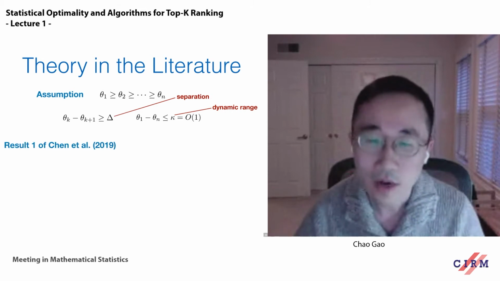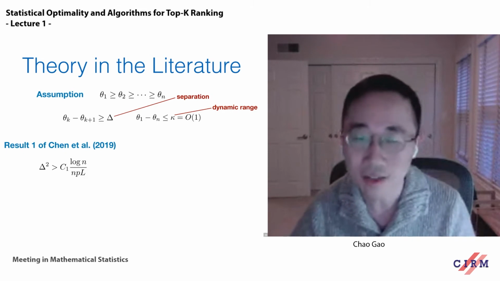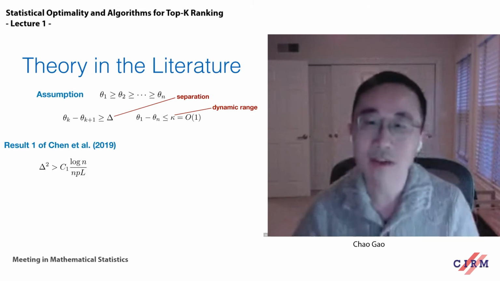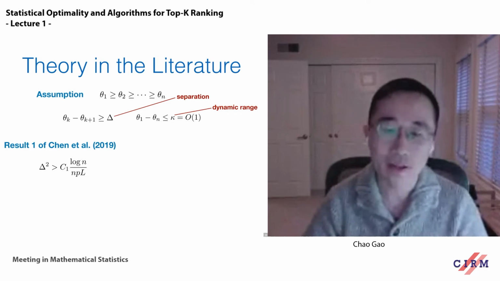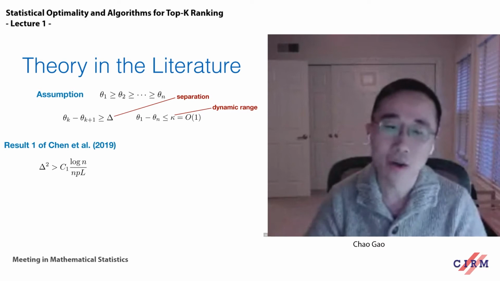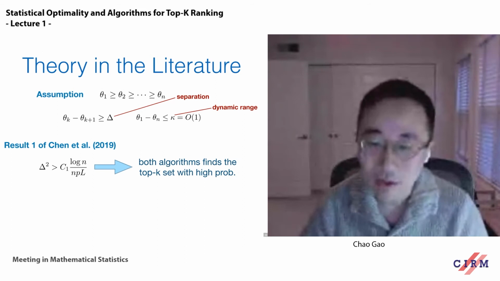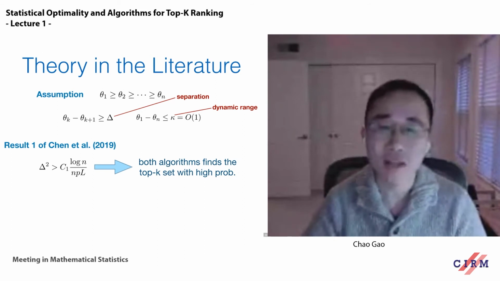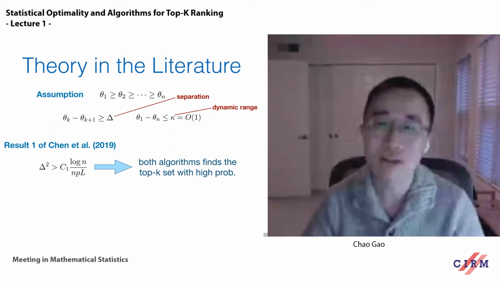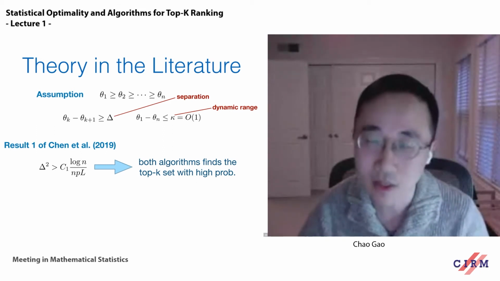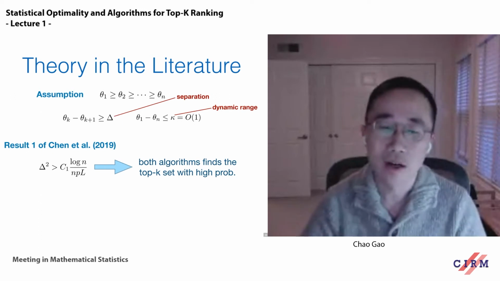Okay, all right. So the first result in this paper by Cheng et al. 2019 is the following. As long as the signal separation parameter delta squared is greater than this ratio log n over MPL up to a constant C1, then both the spectral algorithm and the maximum likelihood estimator are able to find the top K set with high probability, right? So this is the exact recovery result. If this is true, then you can recover the top K players from the data without any error.